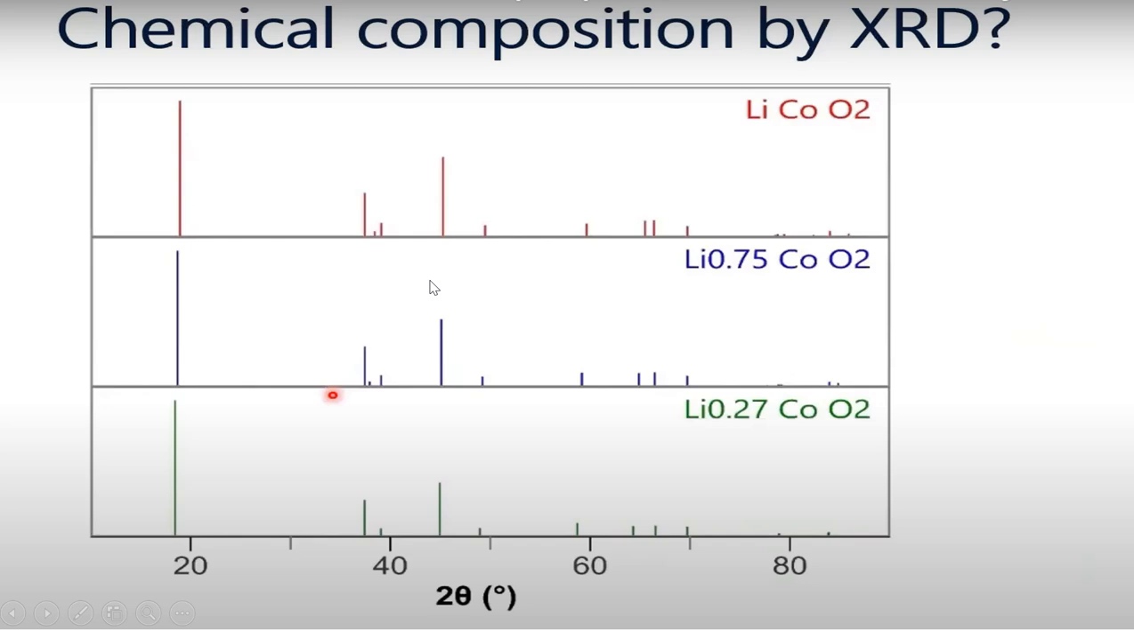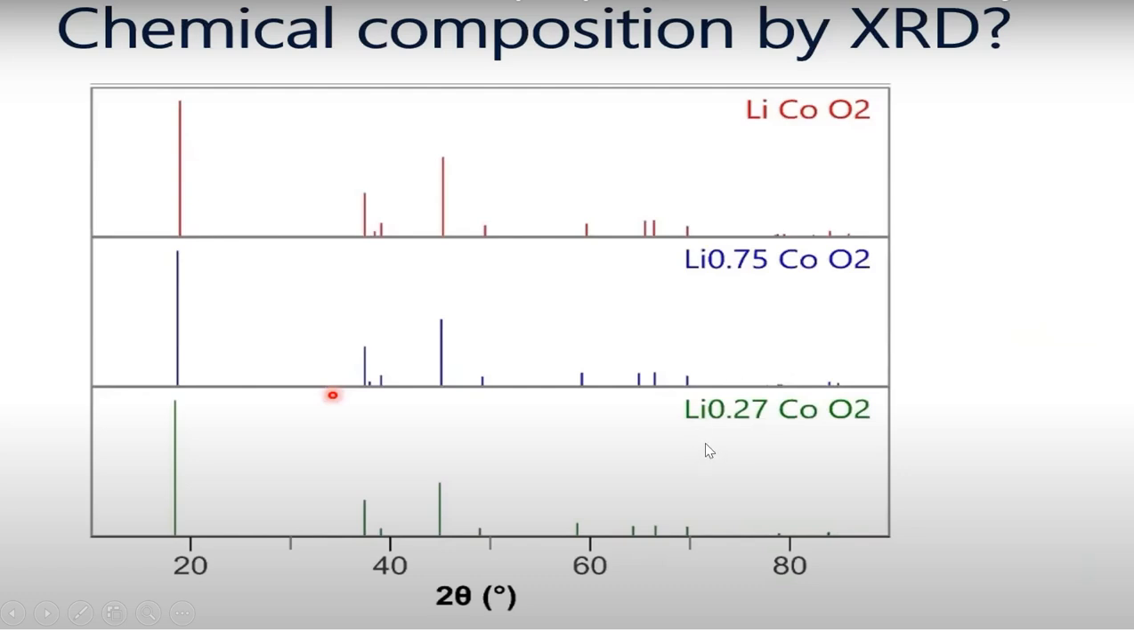So the another application is the chemical composition by XRD. We can find the chemical composition using the XRD if the material is crystalline. Suppose let's consider the lithium cobalt oxide. Here are the three databases of lithium cobalt oxide having different lithium concentration. The first data is for 100% lithium, second for the 75% lithium, and third is for the 27% lithium.